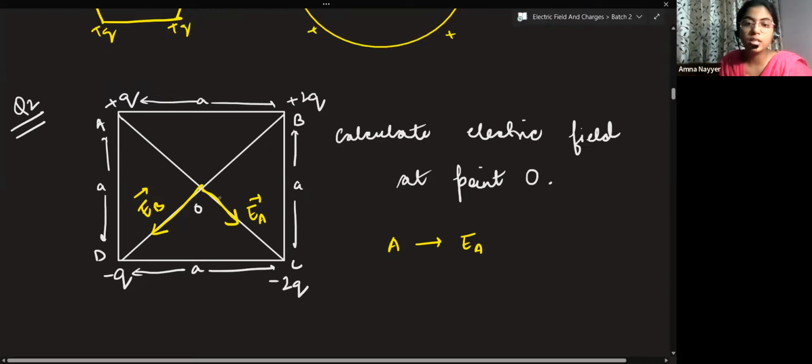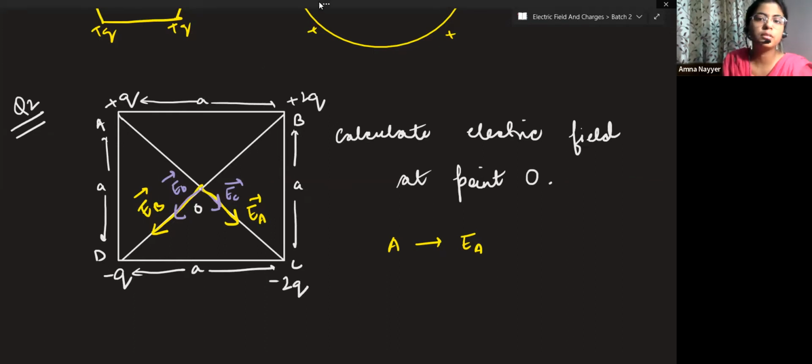For minus 2q, it is a negative charge. So from O, you have to move towards the charge. So along OC, if you move in this manner, this will be the electric field due to C, because of this point, minus 2q. Why? Because you're moving towards the charge. It is a negative charge. Similarly, for this negative charge, you have to move yourself towards this charge. This will be the electric field at D. Any doubt still here? Is this clear to all of you?